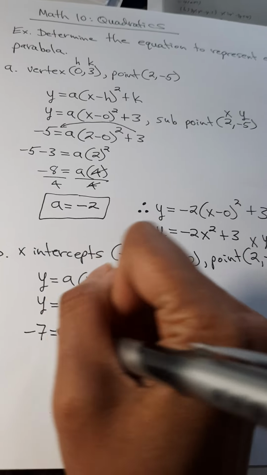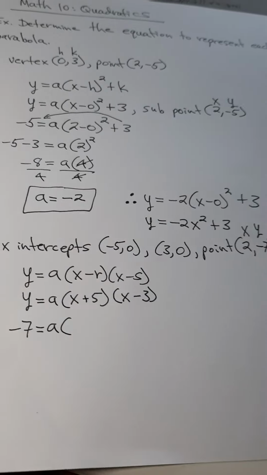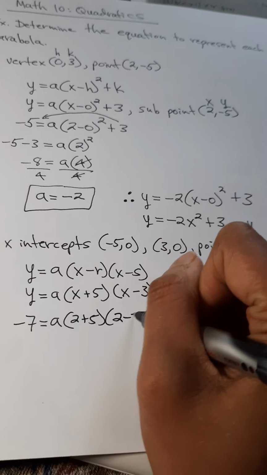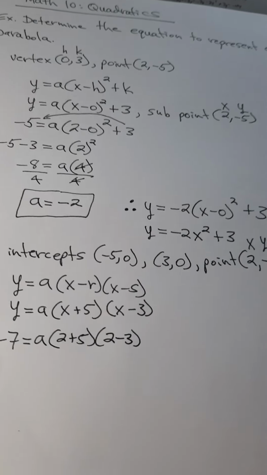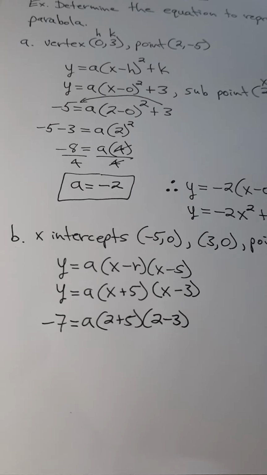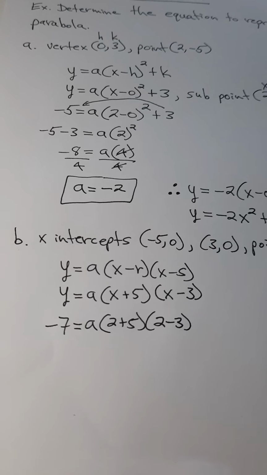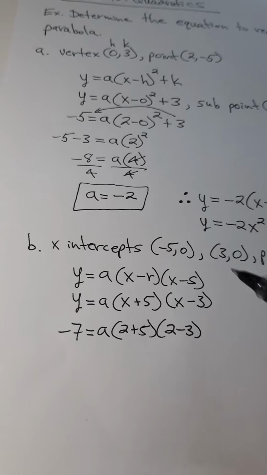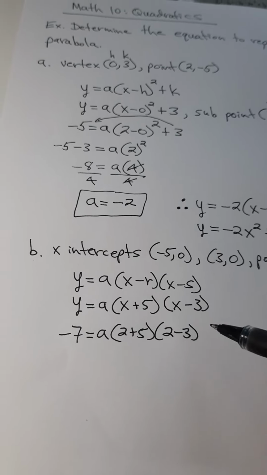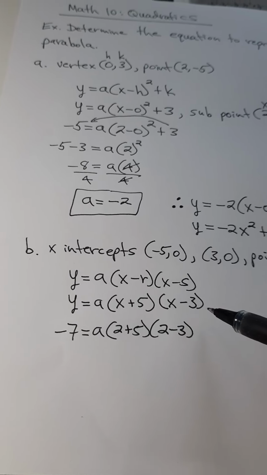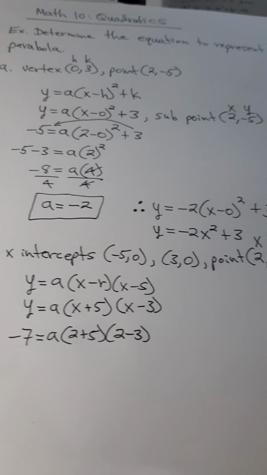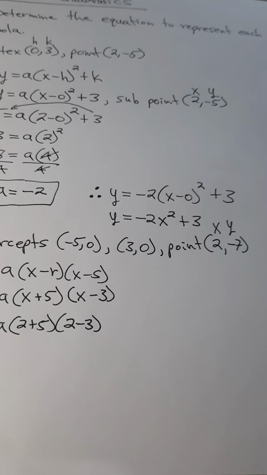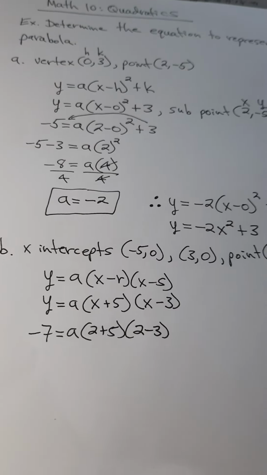So -7 equals a. And the x is 2, so you're going to do 2 plus 5 times 2 minus 3. Okay, so does everyone see what we're doing? So we're taking the x-intercepts, we sub it into the general form of the parabola, which is the factored form right here. Okay, after you sub it in, make sure you are changing the sign for the x-intercepts. And then we're just subbing in this point that's given to us. This point is actually found on the parabola. Okay, so I can directly sub it into this equation.